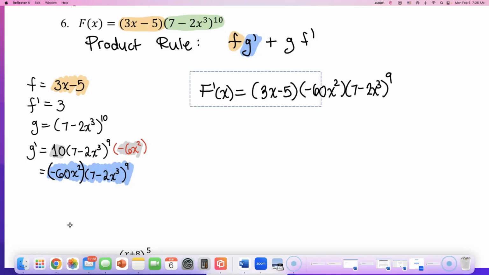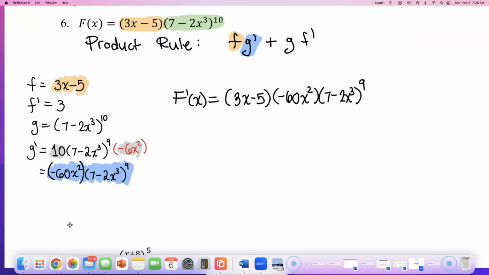So I'm done with the first piece of this product rule. Now let's move on. I'm adding, don't forget to write this plus sign. I'm adding g first. Where's g? g is this green highlighted stuff. Let me write that down: 7 minus 2x cubed to the 10th power. And oh my goodness, finally, I'm multiplying that by f prime. And f prime was just 3.